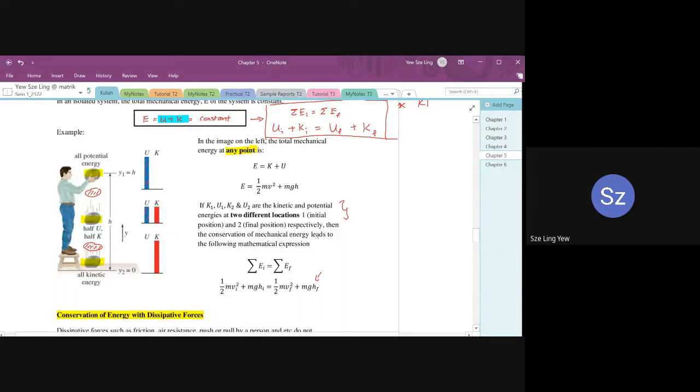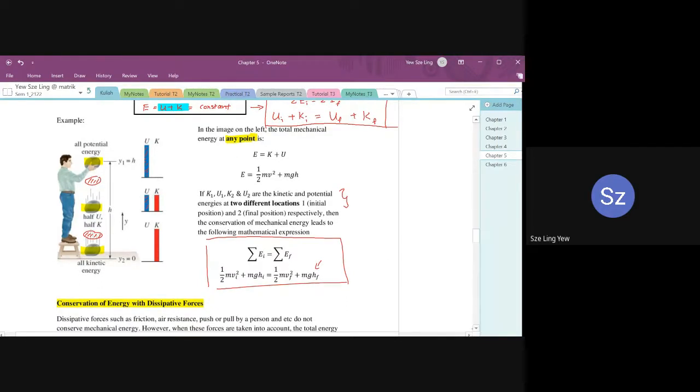The statement on the right-hand side tells you that if you simply choose 2 points, one as an initial and another as final, then this is the equation that you have to apply. You choose any 2 points, one as initial and one as final.